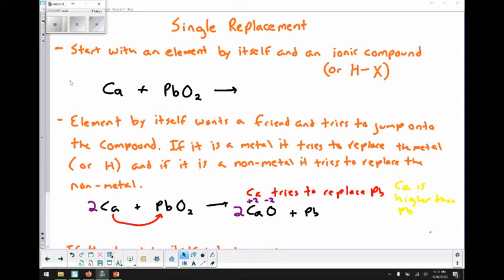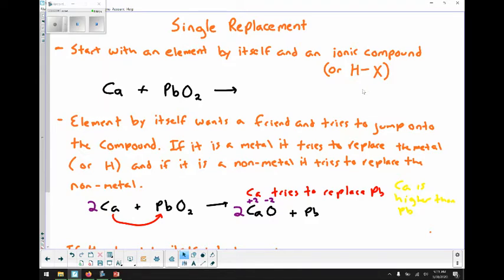Okay, so the next two reactions are single replacement and double replacement reactions, and they're a little more complicated. I'm going to start with single replacement. Single replacement always starts with an element by itself plus an ionic compound. So an element by itself plus a compound made out of a metal and a nonmetal, or a metal and a polyatomic ion. The only exception to that is it could be hydrogen plus a nonmetal, so something like HCl. Acids act kind of weird and sometimes act like ionic compounds.